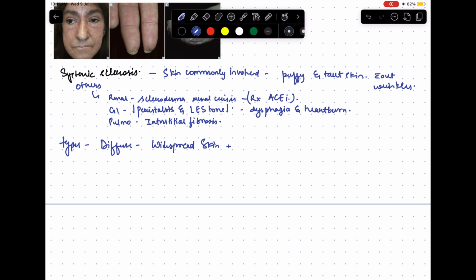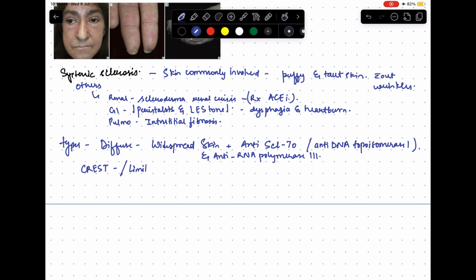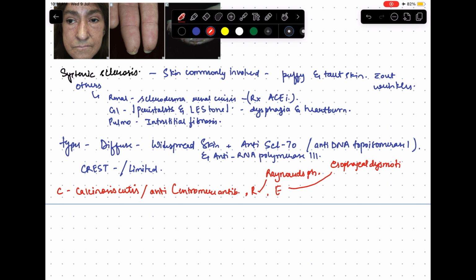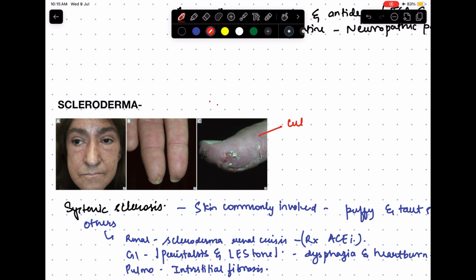Scleroderma is of two types. First is diffuse, and the second one is limited. So diffuse is a widespread skin involvement, and the antibody associated with it is anti-Scl-70 or anti-DNA topoisomerase 1, and also anti-RNA polymerase 3. But the next one is CREST syndrome. It is also known as limited scleroderma, and the C stands for calcinosis cutis or anti-centromere antibodies. R is Raynaud's phenomenon. E is esophageal dysmotility. Then S is sclerodactyly, and T is telangiectasia. That's all for the scleroderma topic. And this photo is calcinosis cutis, and that's it for the whole video.